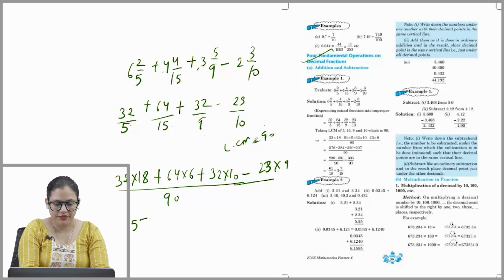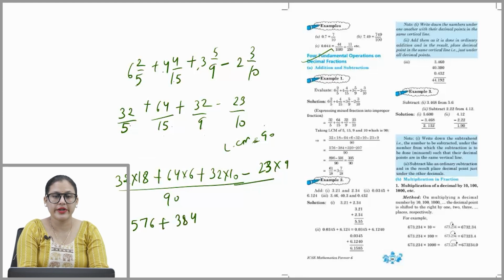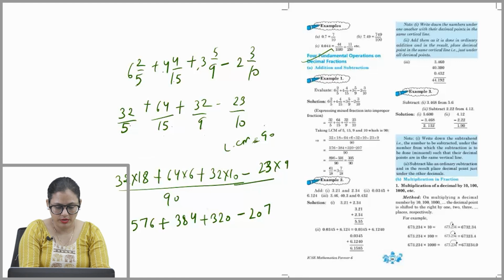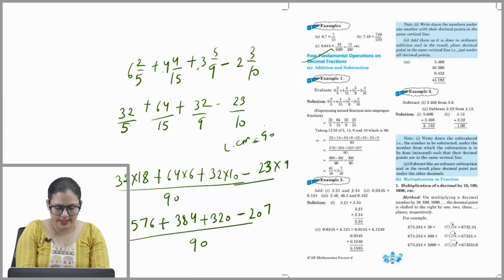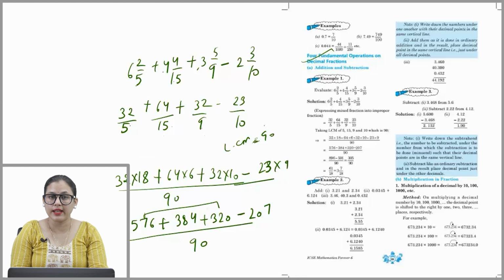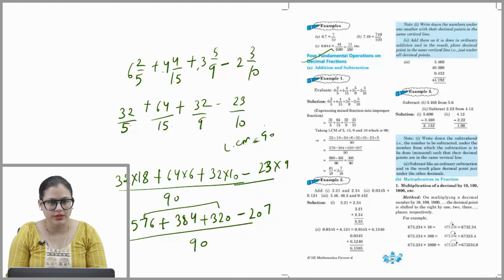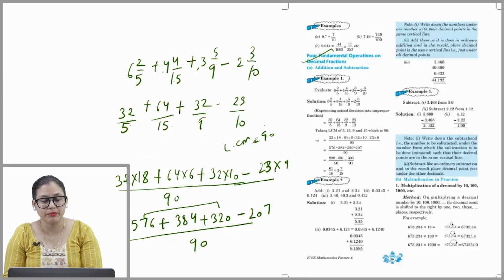This is 576 plus 384 plus 320 minus 207 upon 90. Now students, what will you do? You will add these 3 numbers, and after getting the sum, you will subtract this number, all over 90. Then you will convert the resulting fraction into a mixed fraction.